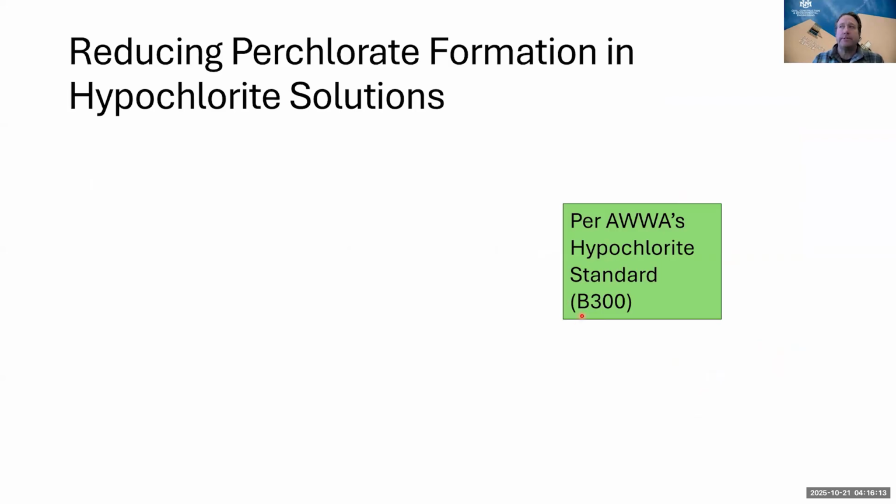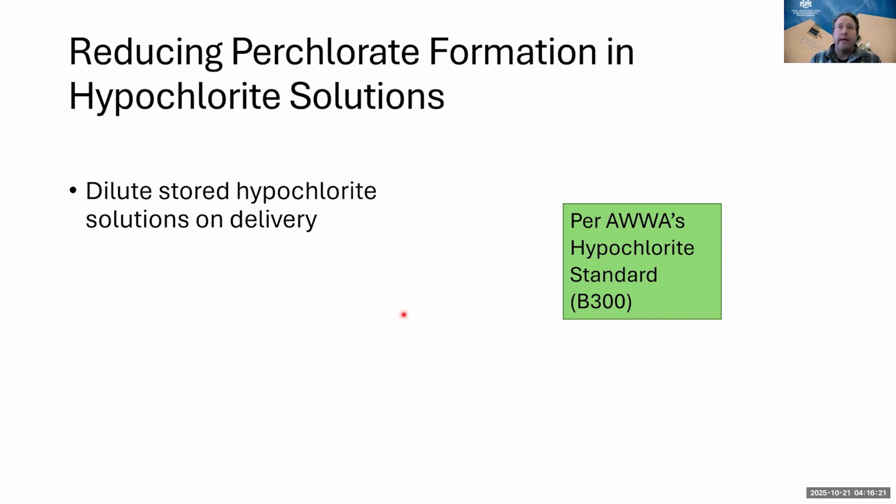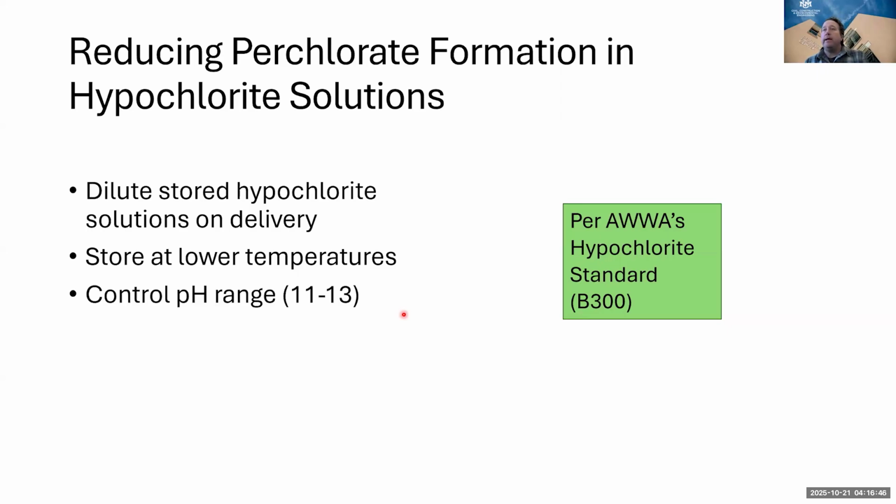So the American Water Works Association standard B300 is their hypochlorite standard, and in it, they advise you to dilute stored hypochlorite solutions on delivery. So if you're going to dilute down to a lower concentration, you want to do that on delivery. You don't want to let that more concentrated hypochlorite sit around and then dilute it as you need it. You want to definitely store it at lower temperatures so you don't get the perchlorate formation. And you want to keep it within that pH range that it came in.